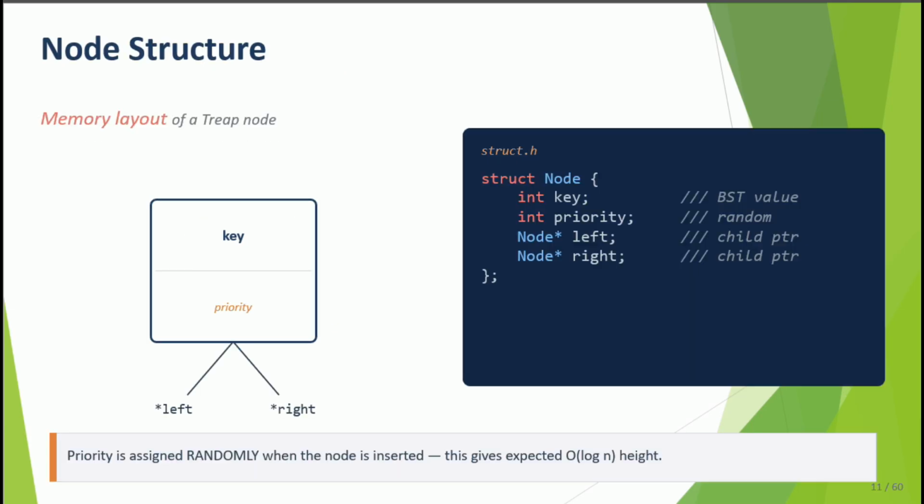This slide shows the memory structure of a TREAP node. Each node stores a key, a priority, a left pointer, and a right pointer. Priorities are usually assigned randomly during insertion. This randomness helps keep the expected height around O(log n).